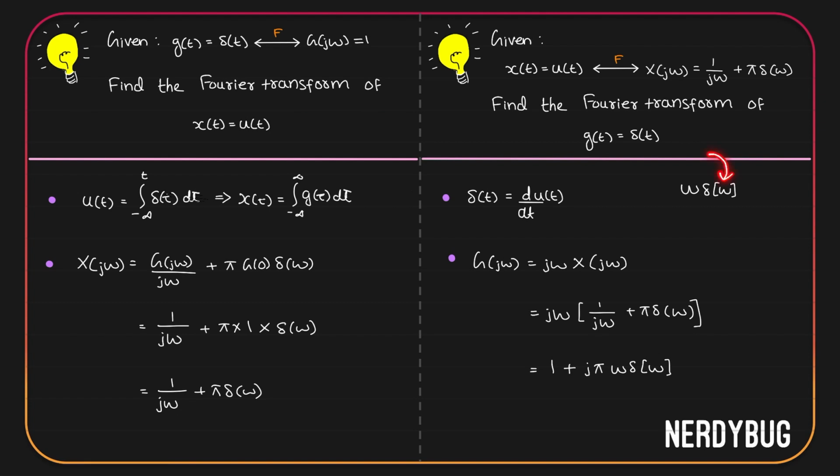Delta of omega is an impulse function which is 0 everywhere except at omega equal to 0. But at omega equal to 0, omega is 0. So the product is going to be 0 for all values of omega. So this becomes 1 plus 0. G of j omega is 1 as we had here.